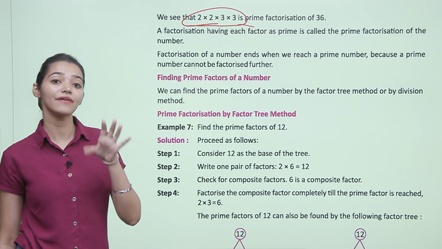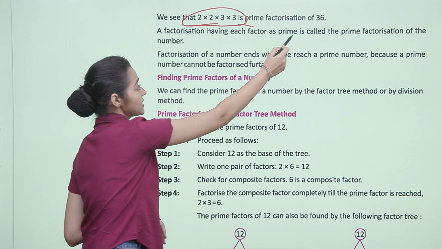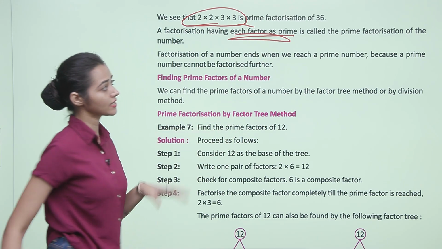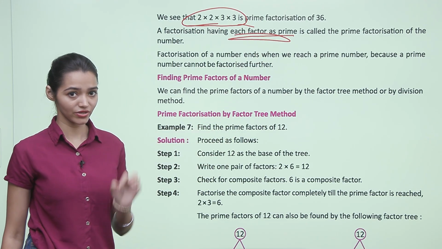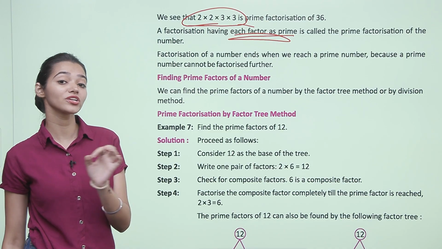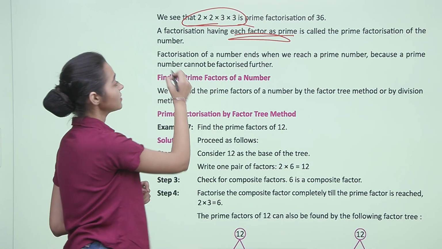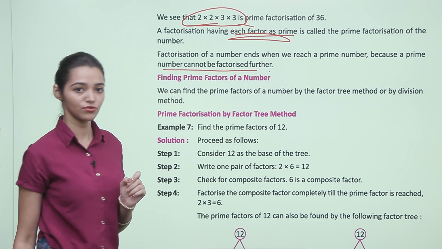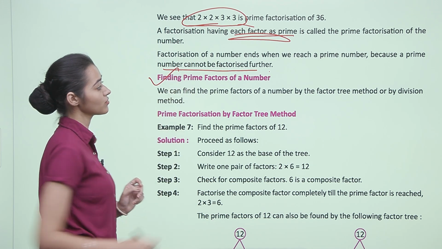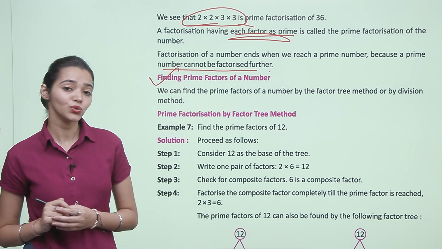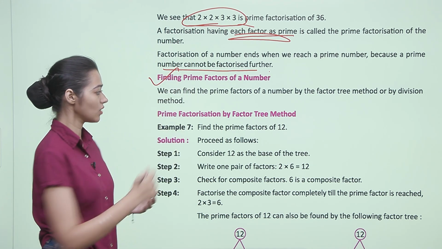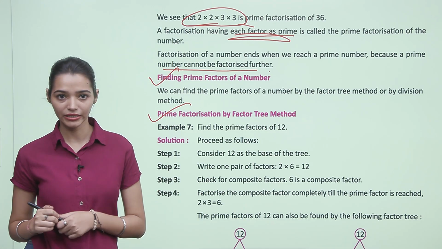Any factorization in which each factor is a prime number is the prime factorization of a number. Factorization of a number ends when we reach a prime number, because a prime number cannot be factorized further. Now for finding prime factors of a number, we can use the factor tree method or the division method. Now let's understand it with the help of the factor tree method.